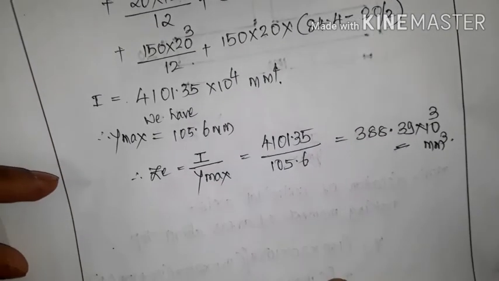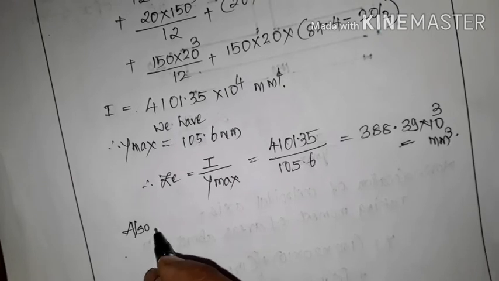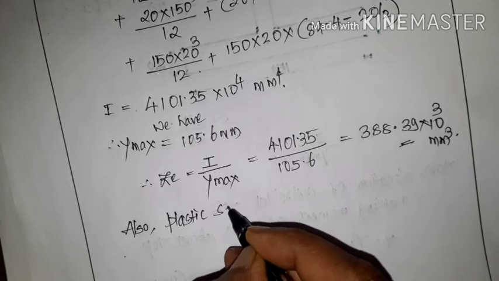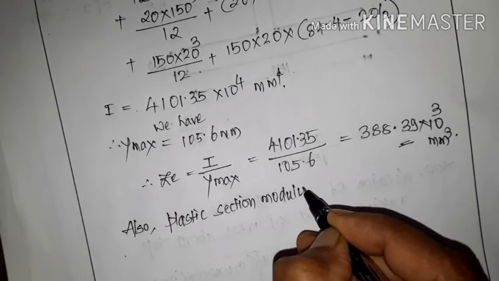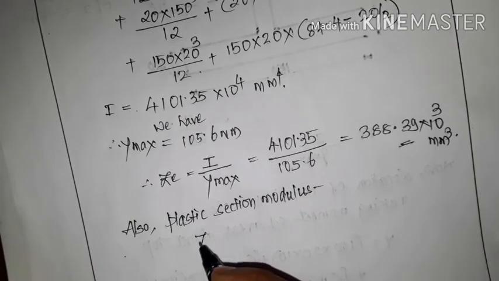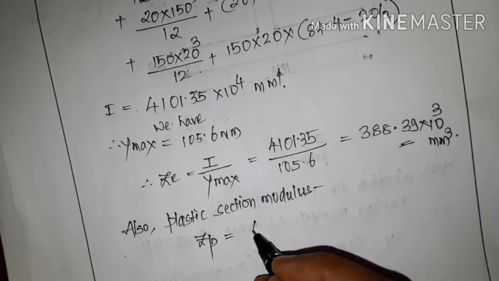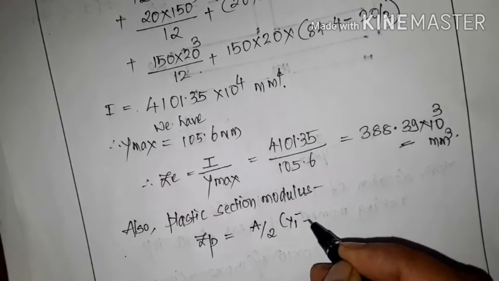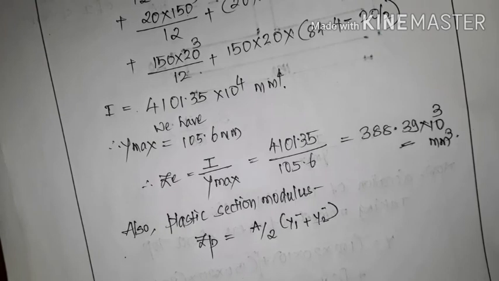Now next is the plastic section modulus. Plastic section modulus Zp is equal to A by 2 into Y1 bar plus Y2 bar.